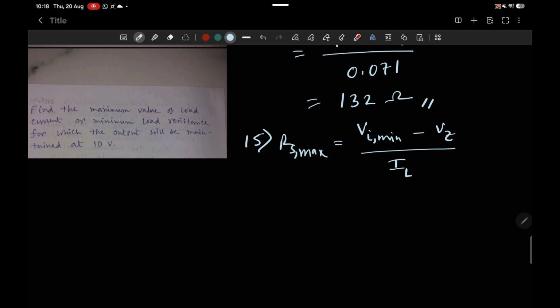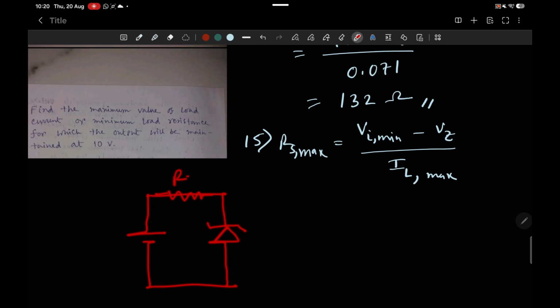Okay, so IL will be minimum, right, for RS to be maximum. So this will be IL maximum, because we know this is a Zener voltage regulator, right? So here it is RS, here it is RL.